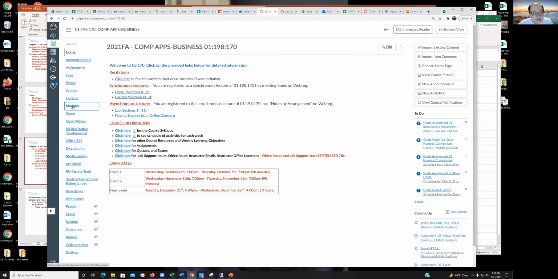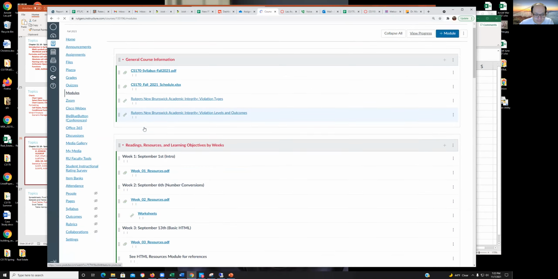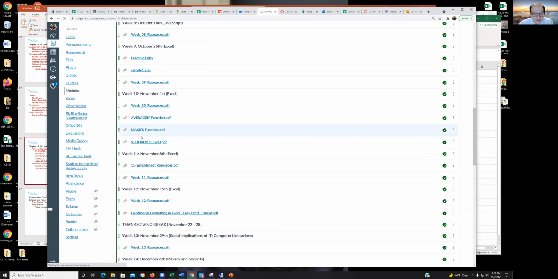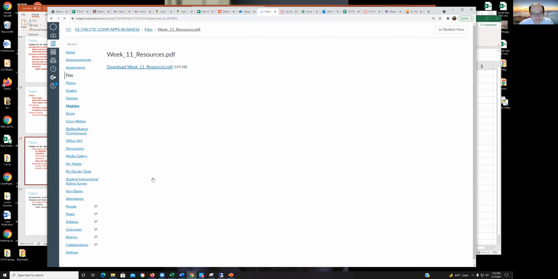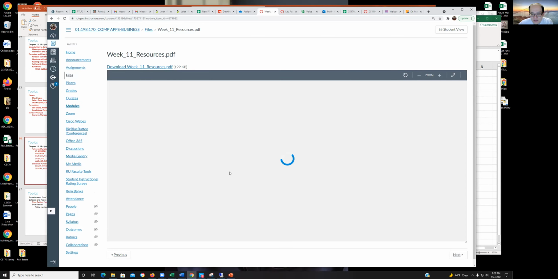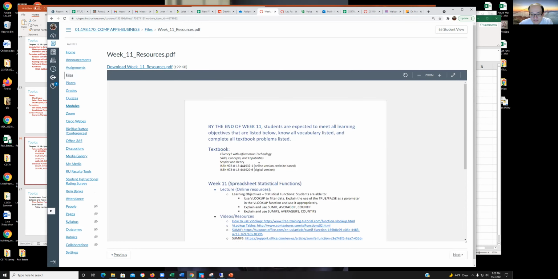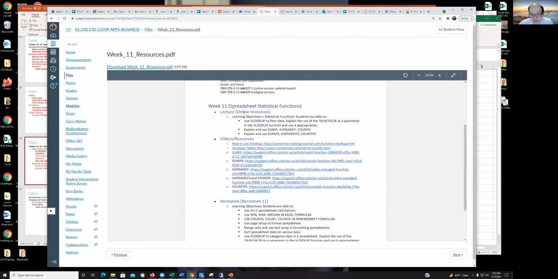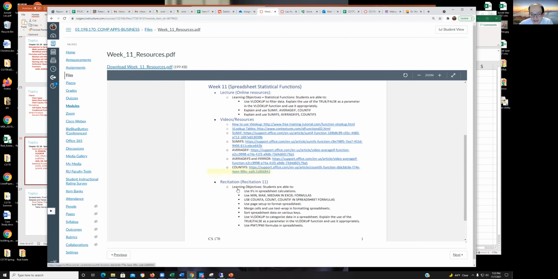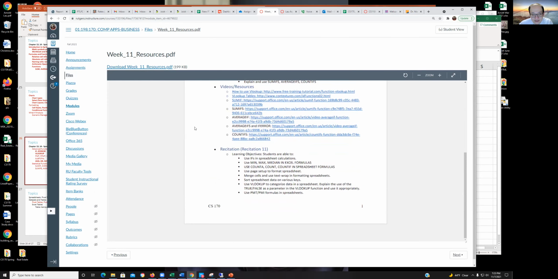So the main thing here is you go into the modules from the main page. Let's go down here a little bit, and you can see spreadsheet resources, right? There's the usual week 11 PDF, which you can refer to. Here's the textbook, and a couple of different resources related to particular things like VLOOKUP, SUMIFS, AVERAGEIFS, IFERROR, and COUNTIFS. So that's all in here.